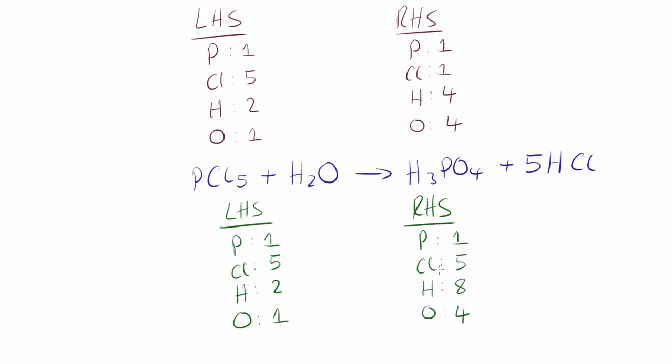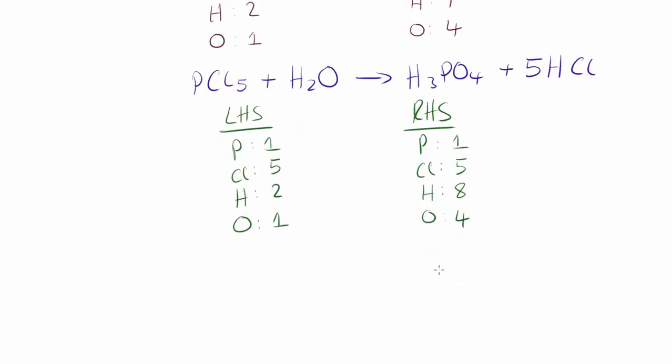So as you can see, we have in a sense moved closer towards having a balanced equation, in that we now have the same number of chlorines on both sides, but we have not balanced the hydrogens, and we have not balanced the oxygens, right?